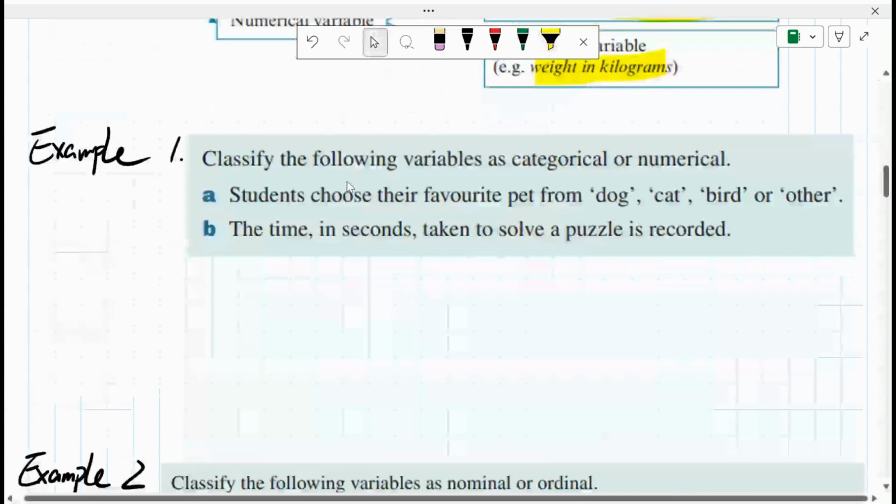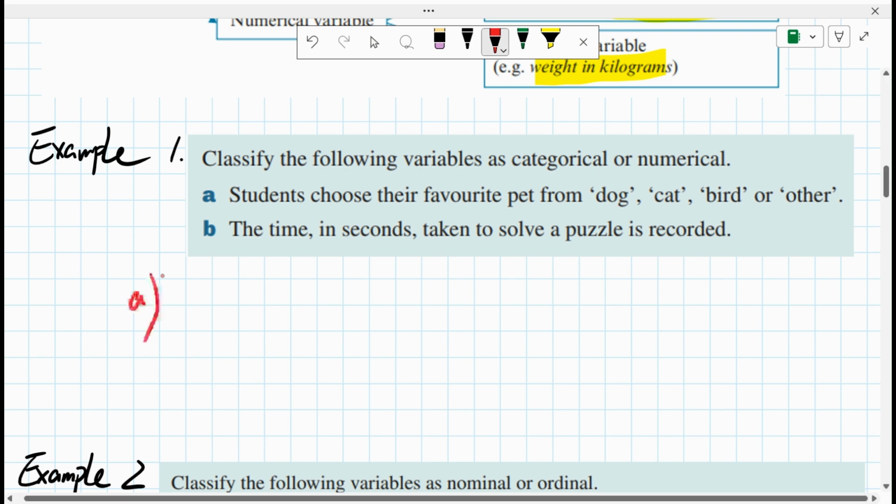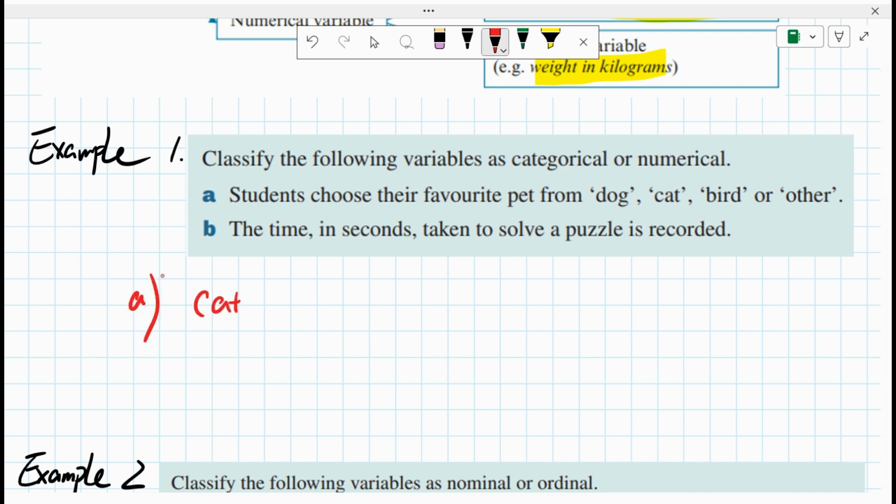The first example is a question. Let's have a look, choosing between categorical and numerical. The first one: students choosing their favorite pet from dogs, cats, birds, and others. That one is categorical data.